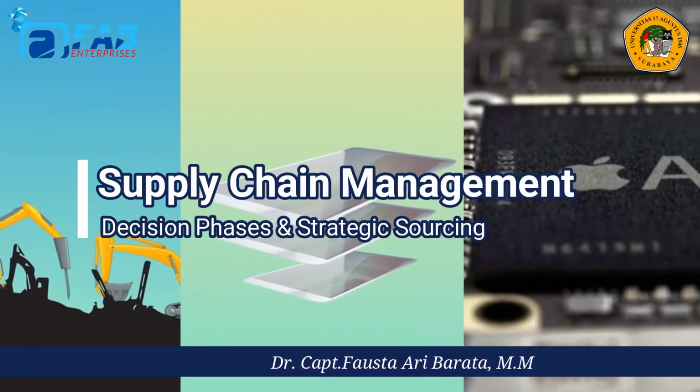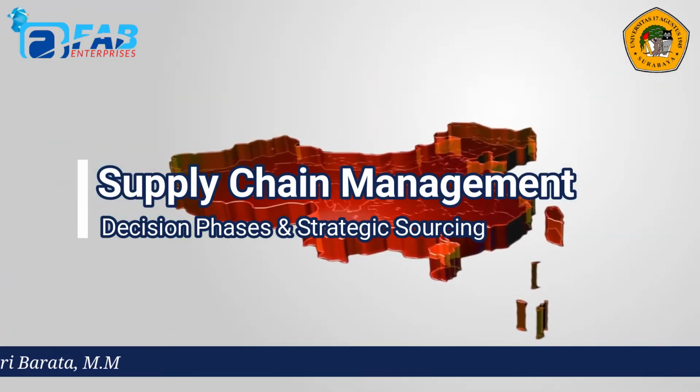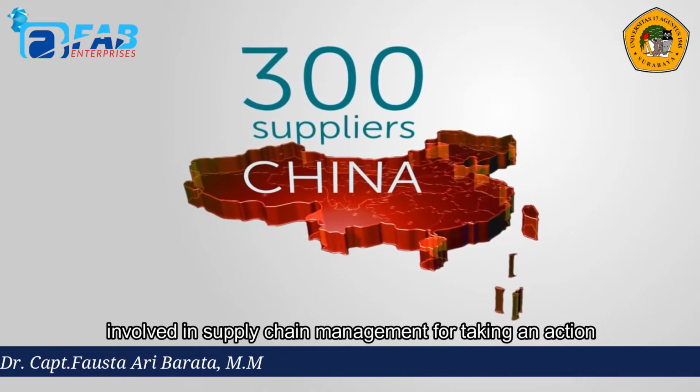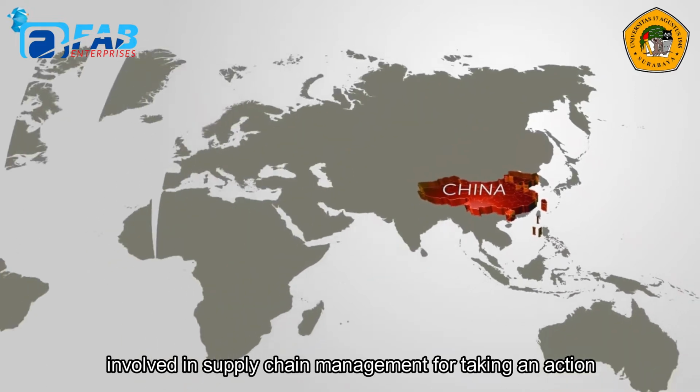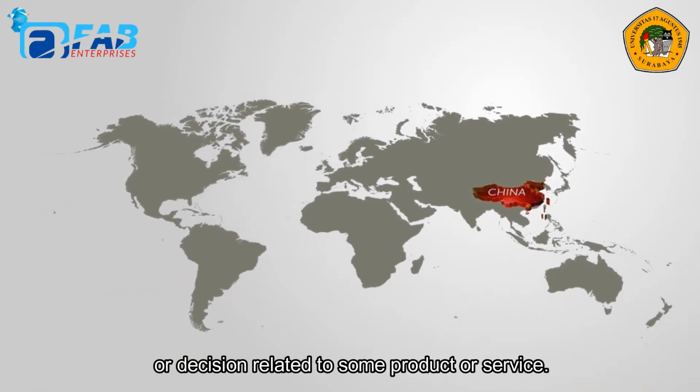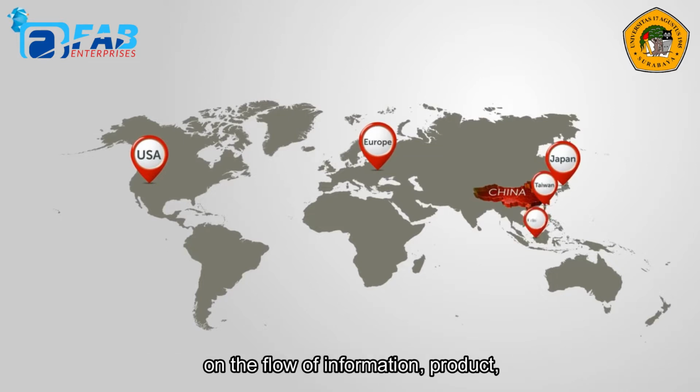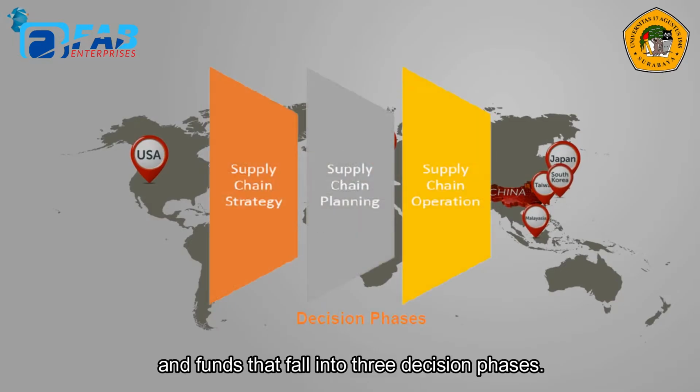Supply chain management, decision phases, and strategic sourcing. Decision phases can be defined as the different stages involved in supply chain management for taking an action or decision related to some product or service. Successful supply chain management requires decisions on the flow of information, product, and funds that fall into 3 decision phases.